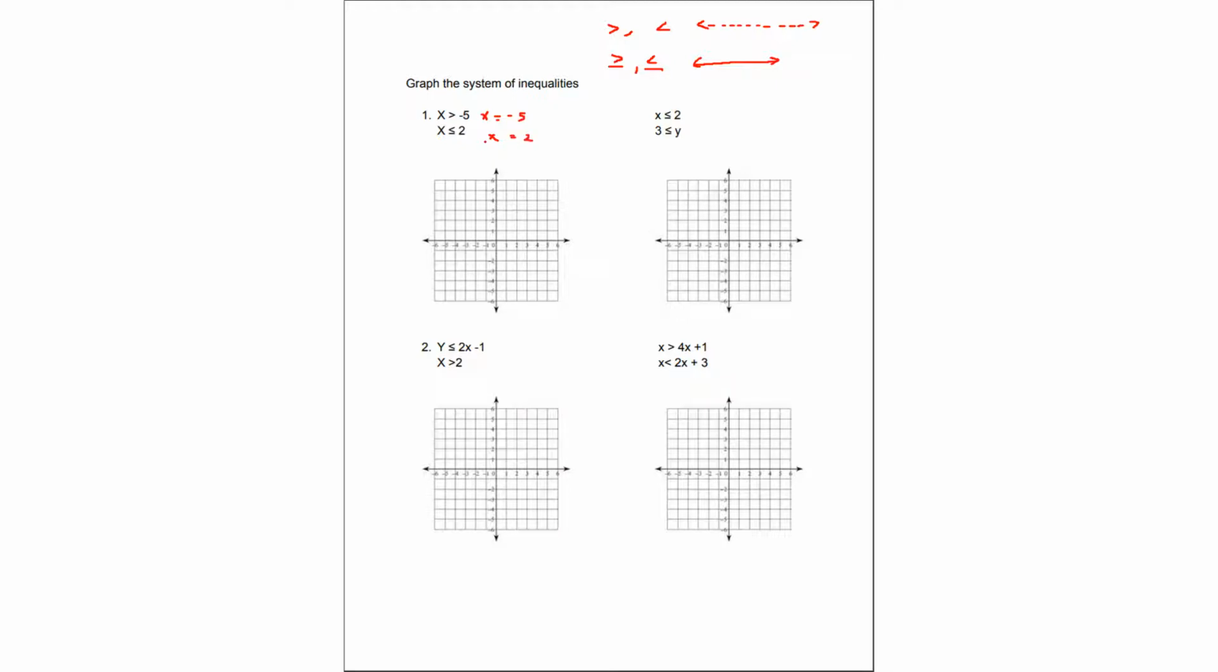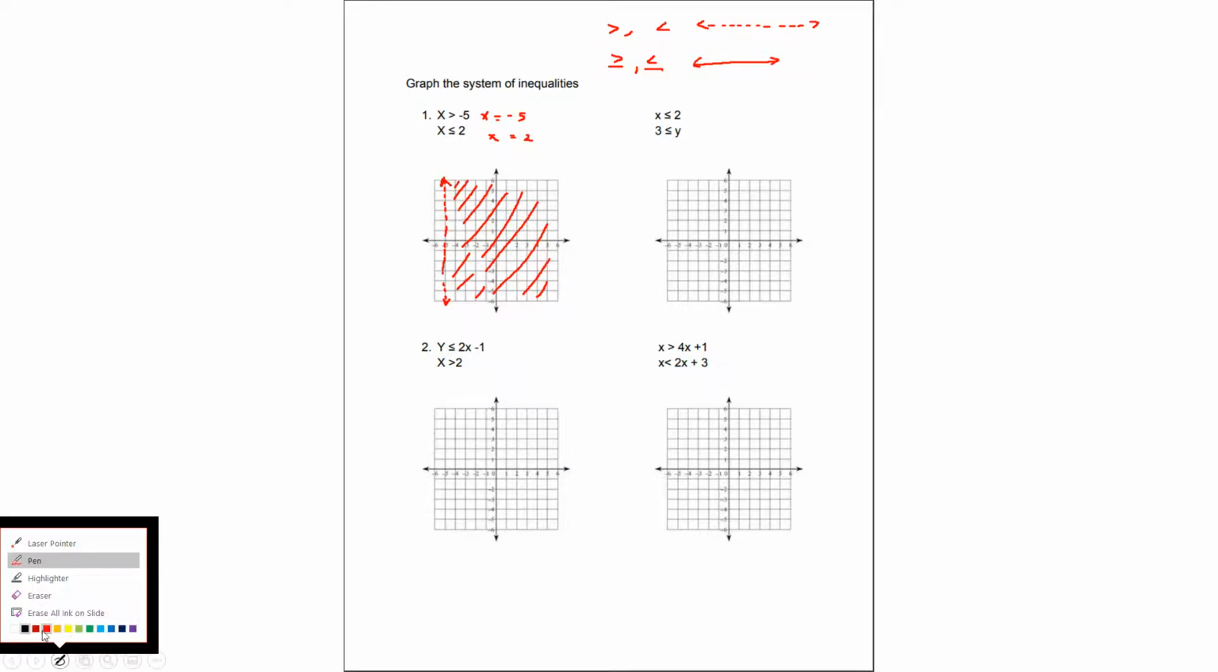So for graphing x is greater than -5, since it's just greater than, it's going to be a dashed line at x equals -5. So we graph a dashed line at x equals -5. Right? And since this is greater than, the solution is going to be everything greater than -5. Okay, so you could just shade it in like that.